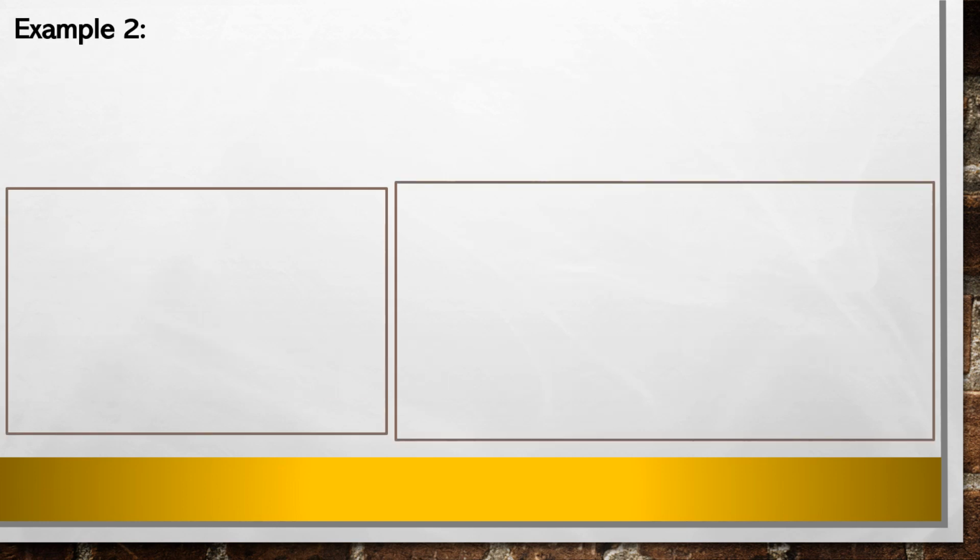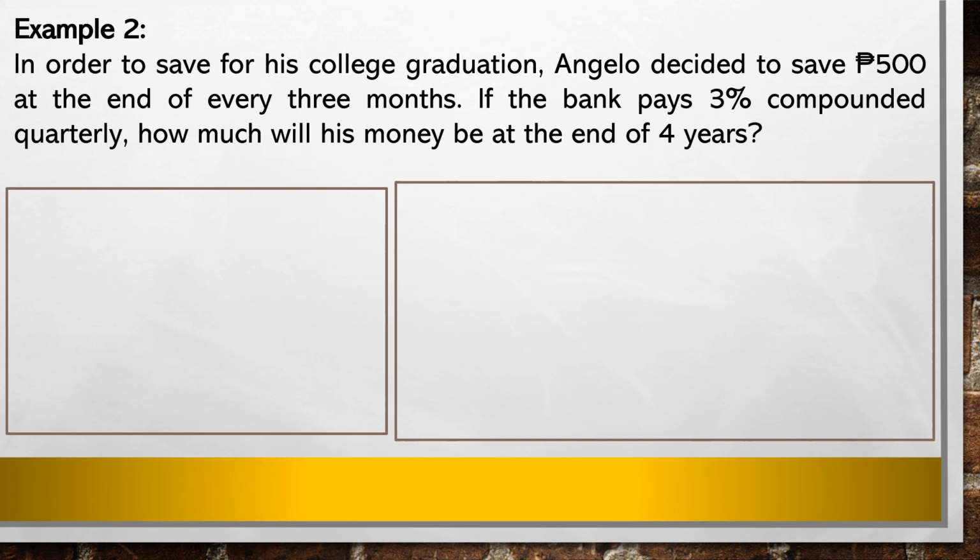Ang atin pong example number 2. In order to save for his college graduation, Angelo decided to save 500 pesos at the end of every 3 months. If the bank pays 3% compounded quarterly, how much will his money be at the end of 4 years? Okay, so 3 months po, every 3 months or quarterly, that is the same. Okay, so now, ano po yung given natin? First, regular payment is 500 pesos. Then, ang ating conversion period is 4.